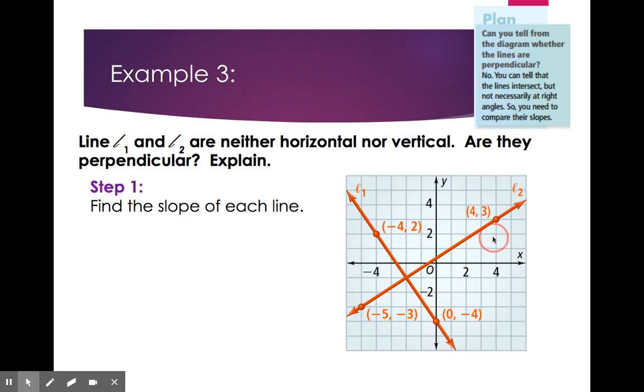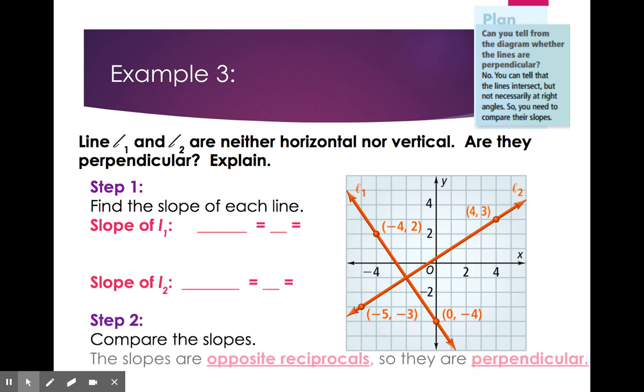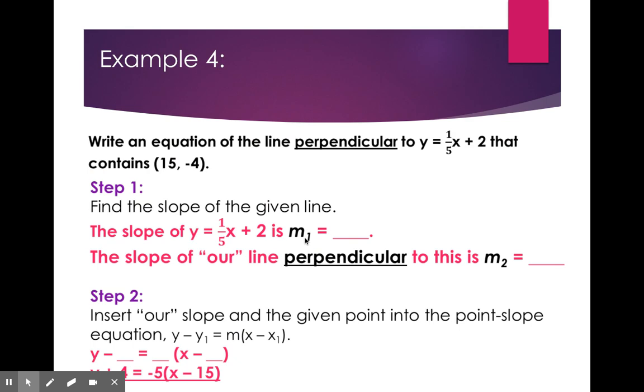So let's look at this. Step 1, find the slope of each line. We're going to actually solve it using the slope formula. So -4 minus 2, and then 0 minus -4, -6 over 4, which can be reduced to -3 over 2. The slope of line 2 is going to be -3 minus 3, over -5 minus 4. So -6 over -9 can reduce to -2/3. Okay, they are flipped and they are opposite reciprocals. Therefore, our lines are perpendicular.